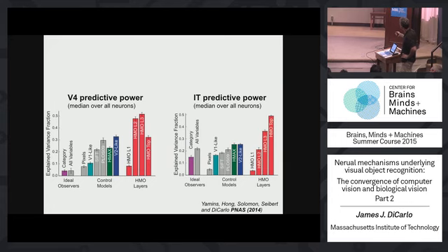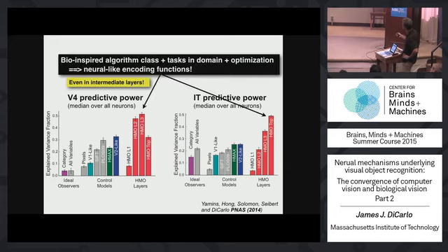But interestingly, this is really exciting to us because, look, this model was not optimized to fit any neural data other than that last mapping step. All it is is a bio-inspired algorithm class, which is the neuroscience view of the feedforward class of the field, and tasks that we and others hypothesize are important, that the ventral stream might be optimized to solve, and an actual optimization procedure that we applied. And that leads to neural-like encoding functions at the top and in the middle layer.